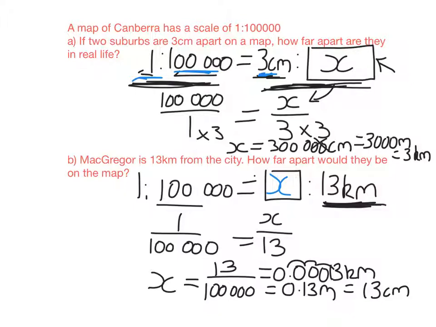So, if McGregor is 13 kilometres from the city in real life, on the map that will be 13 centimetres, or 130 millimetres if you like, apart on the map.